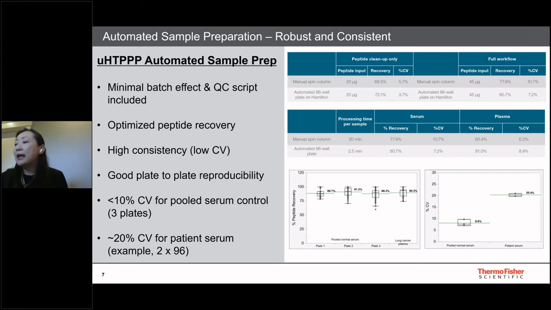We're able to obtain less than 10% CV of peptide recovery rate from 3 plates of pooled control serum. When applying uHTPPP sample prep to a patient cohort, we found around 20% CV from those patients' serum based on equal volume, which we processed as 125 samples in 2 plates. By measuring peptide concentration after peptide sample preparation, we're able to detect patient-to-patient variability before LC-MS analysis.